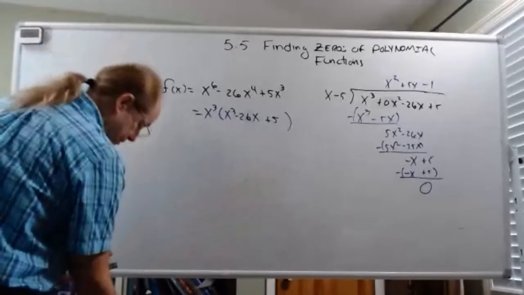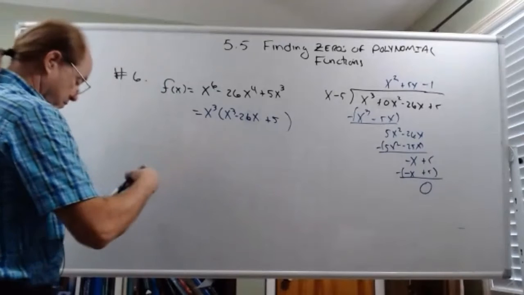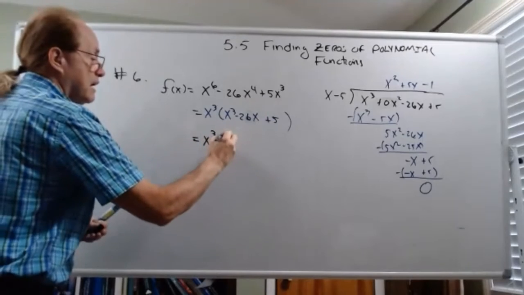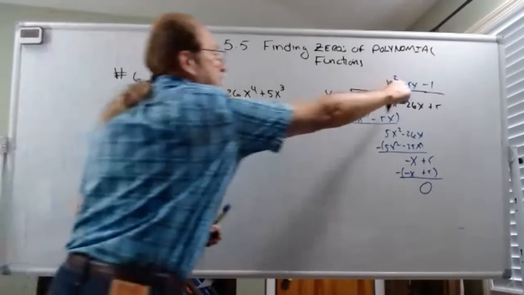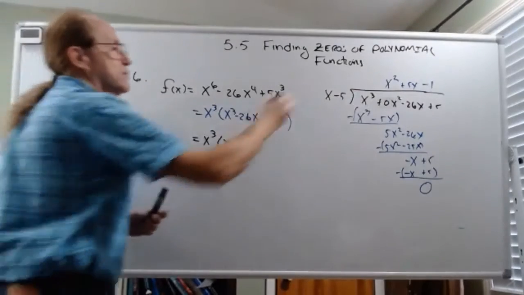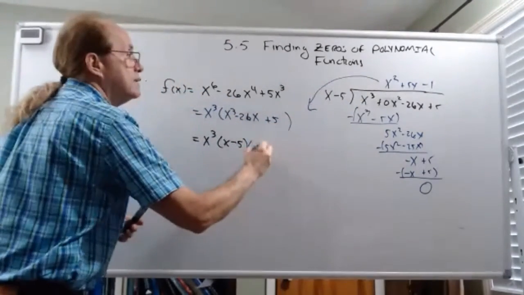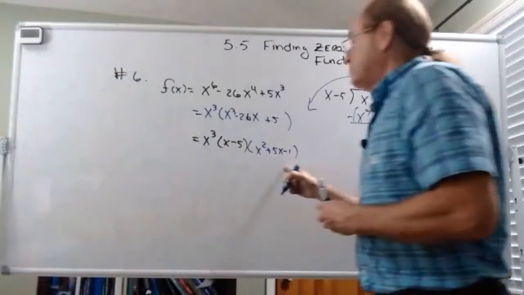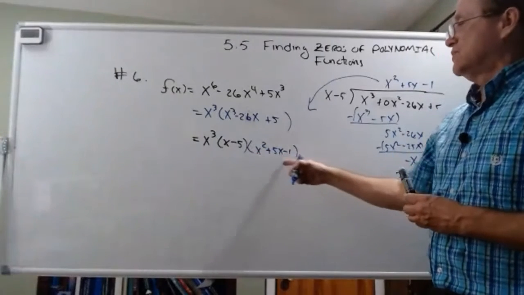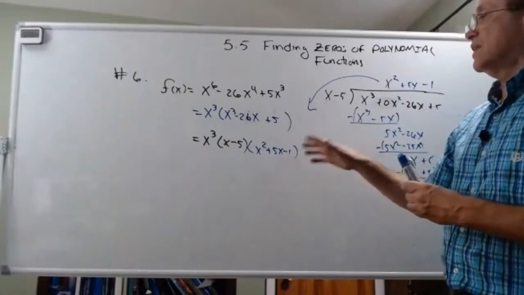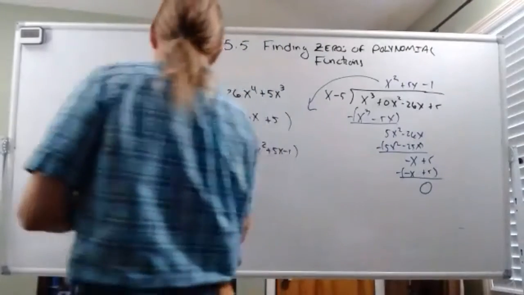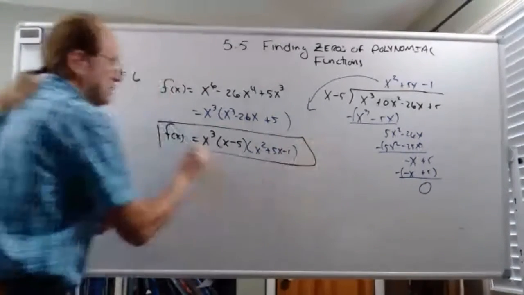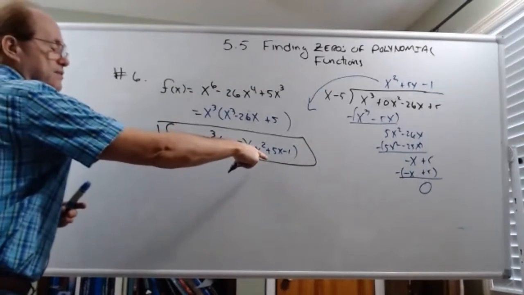And we're able to factor this a little bit further. This is equal to x cubed times x minus 5, and what's left over is the irreducible quadratic. So I'll take this over here and place that as x squared plus 5x minus 1. I will not be able to factor this over the integers. So that's my factored form. But I'm not done yet because I want to find those zeros. But I can easily find them. So here's my factored form of that 6-degree polynomial function.